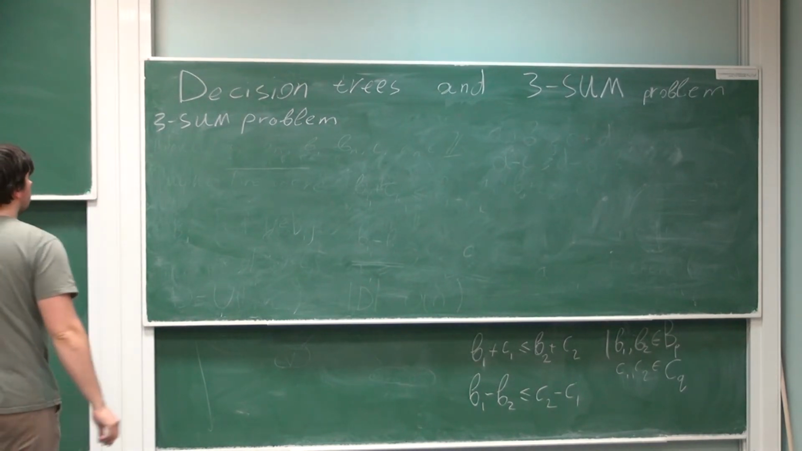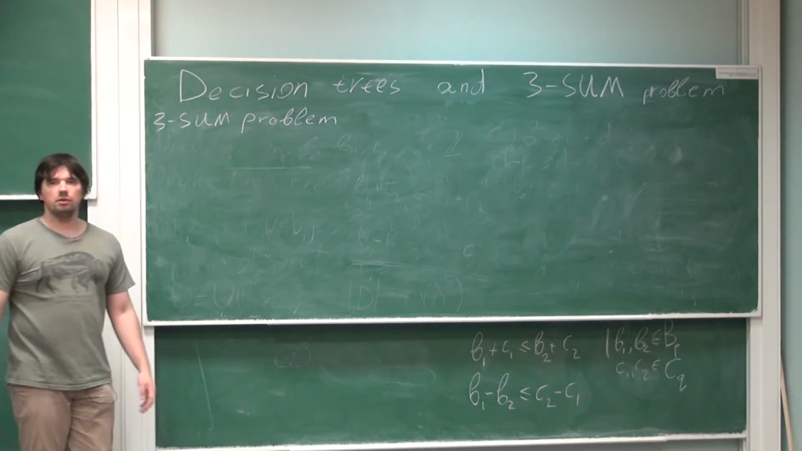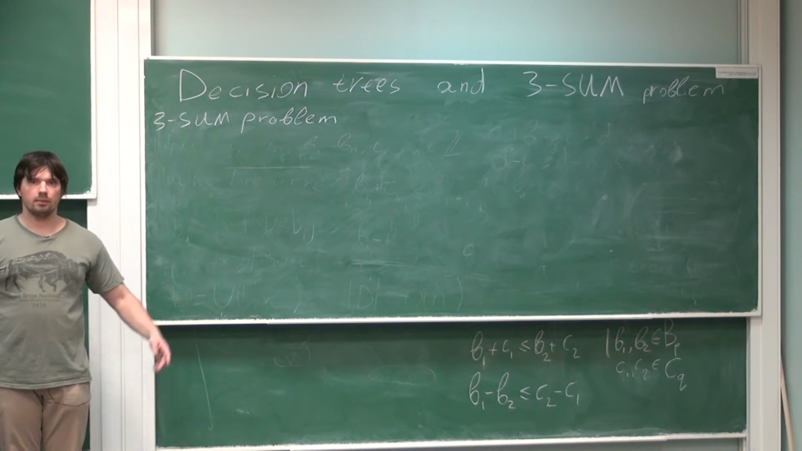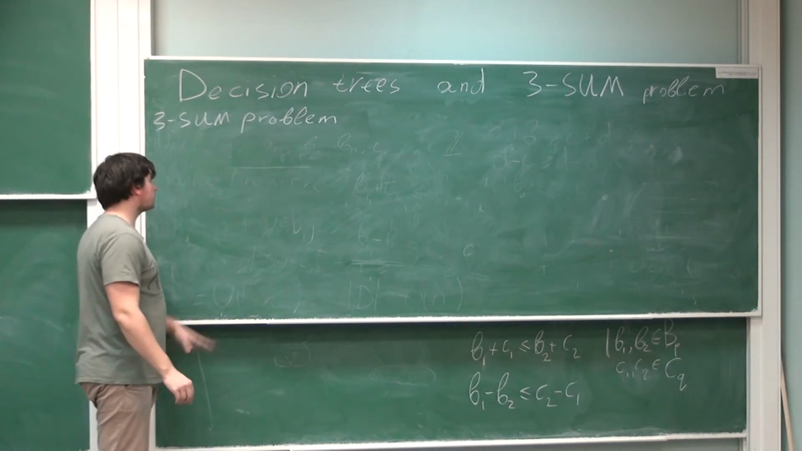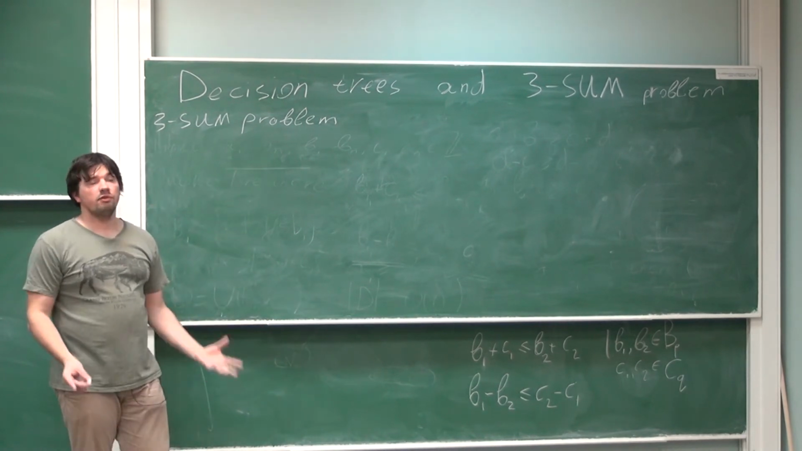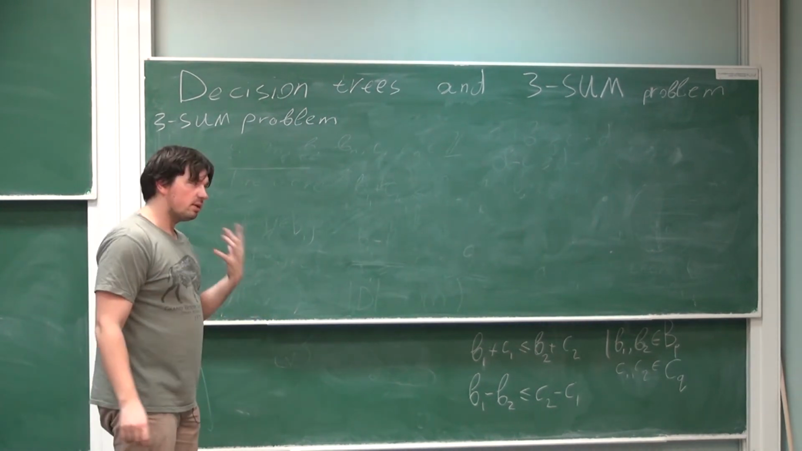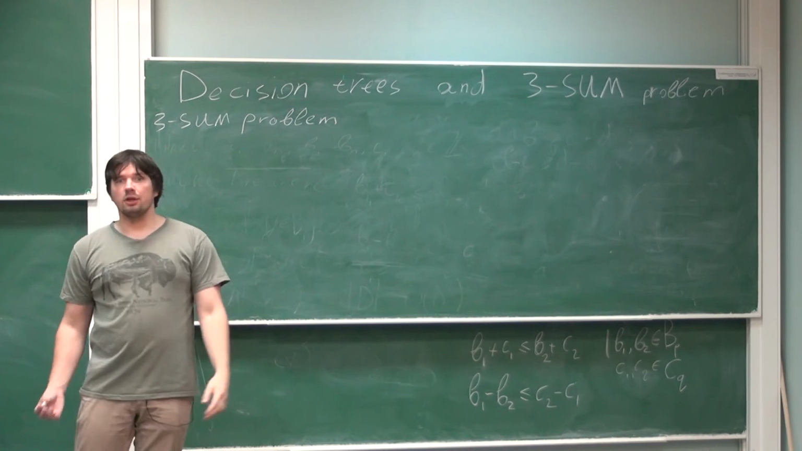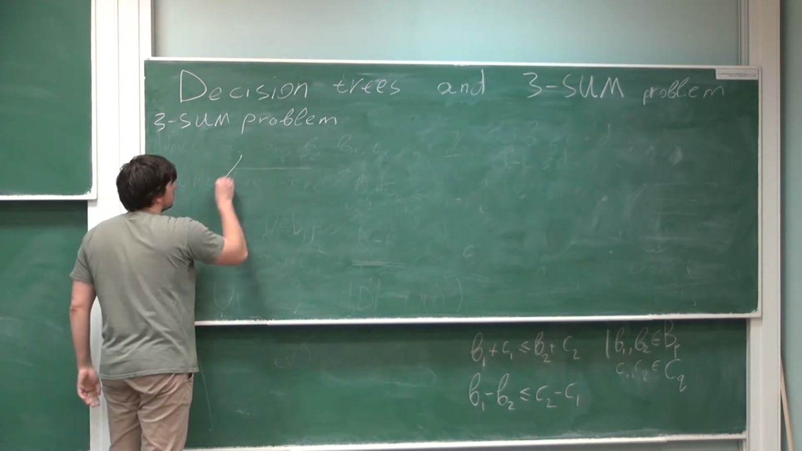All right, so what is a good decision tree for? Well, it can solve our problem really fast. What it's bad for is that it is enormous. So we have the decision tree.